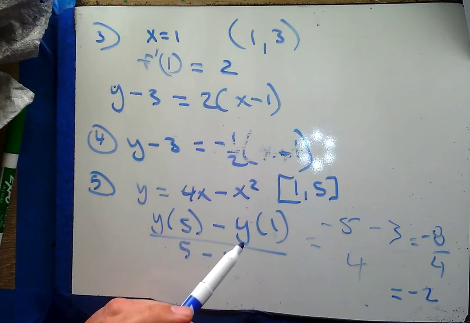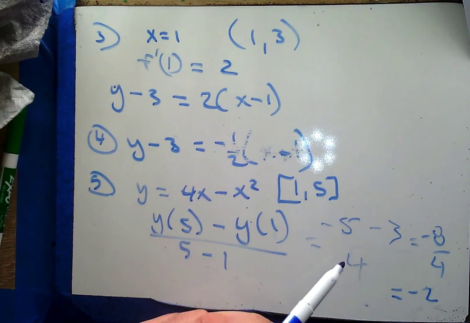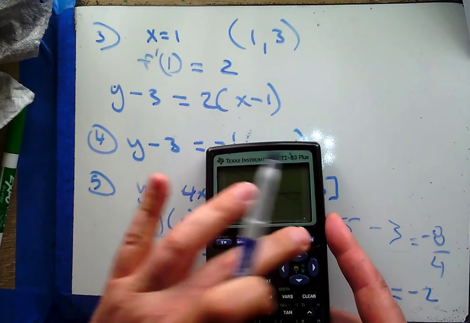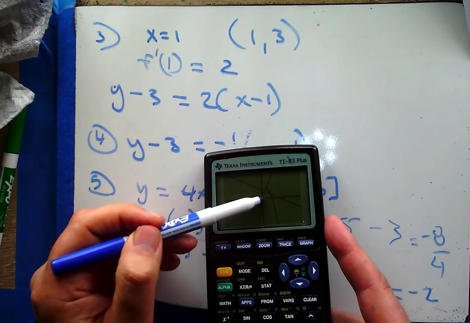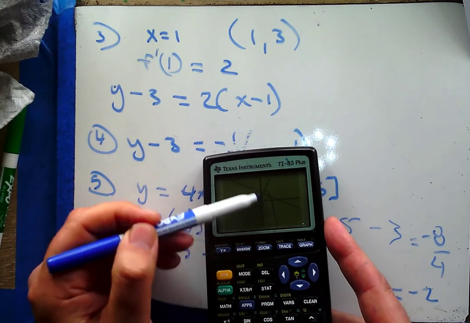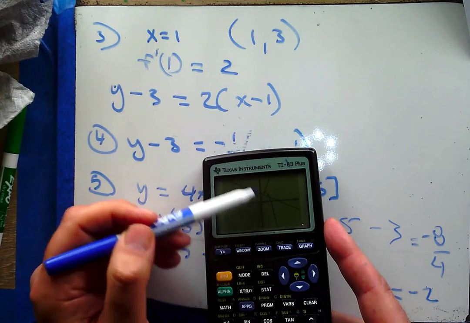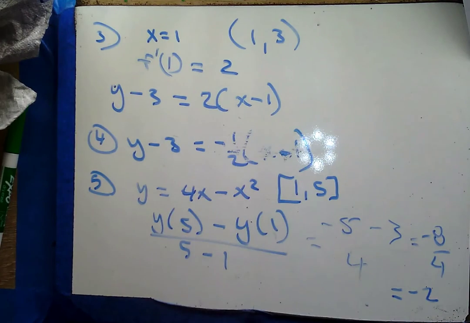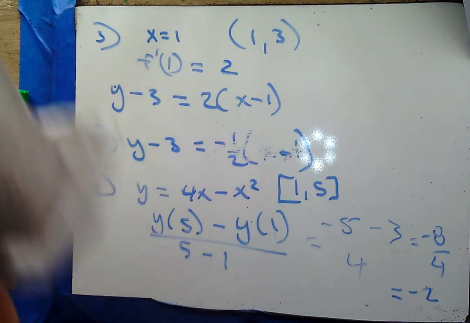So the slope, on average, from 1 to 5 is going to be negative 2. Does this surprise me? Well, let's take a look at that graph. Here's 1, here's 5, and the average rate of change between those points is definitely a negative number. Okay, that's 7.